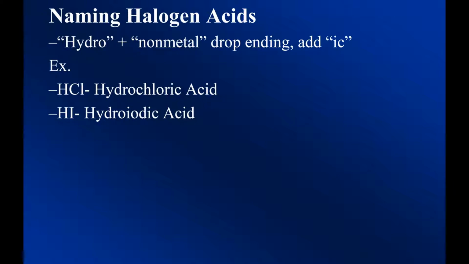So here's what you do when you have a halogen acid. They're the only ones with hydro on the front. Notice the ending is ic and then acid. Okay, HI. Hydro again, ic, and then acid. HBr is hydrobromic acid. HF is hydrofluoric acid, so on and so forth.